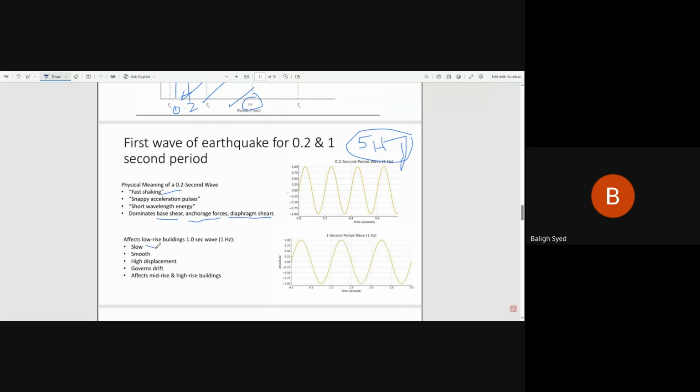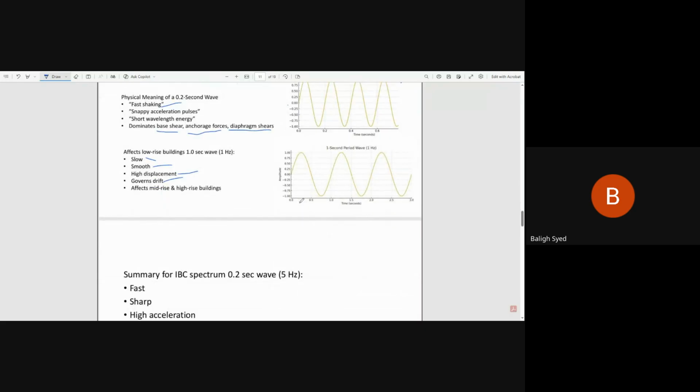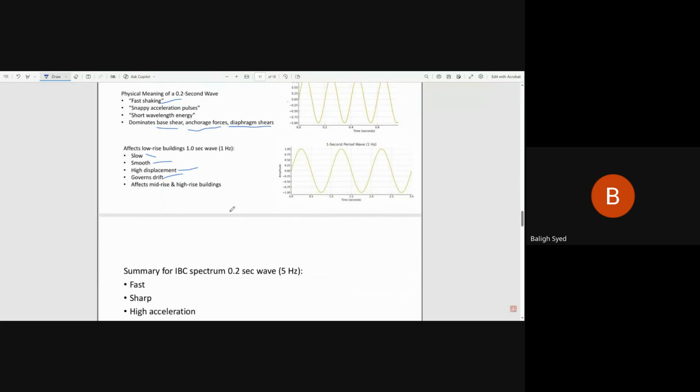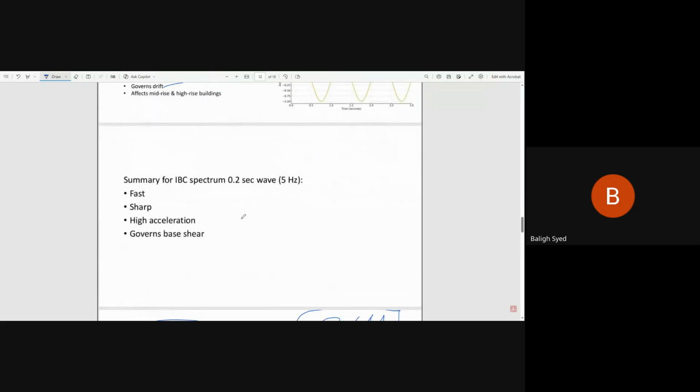It's slow, it's smooth. Drift control, what I said, governs drift, affects mid-rise and high-rise buildings. So a 1 hertz wave is like this. A 5 hertz wave is very fast, super fast, right? Let's see, at the end of the session, if I can play a video, then you will see the video I made with a seismic isolator, how the vibration looks like for 5 hertz, and for 1 hertz. Okay, come here.